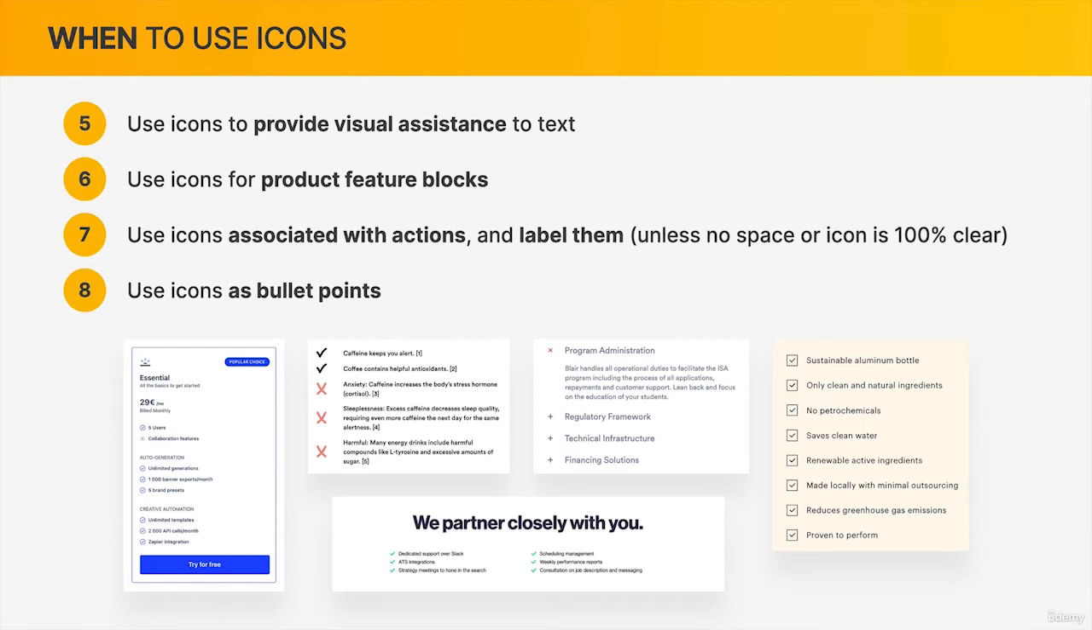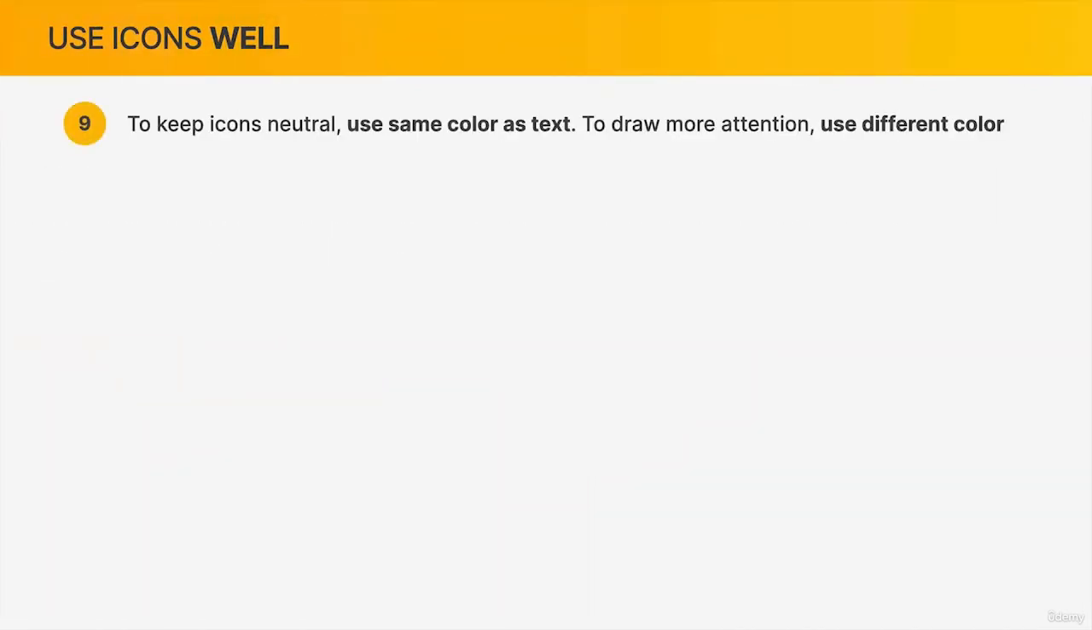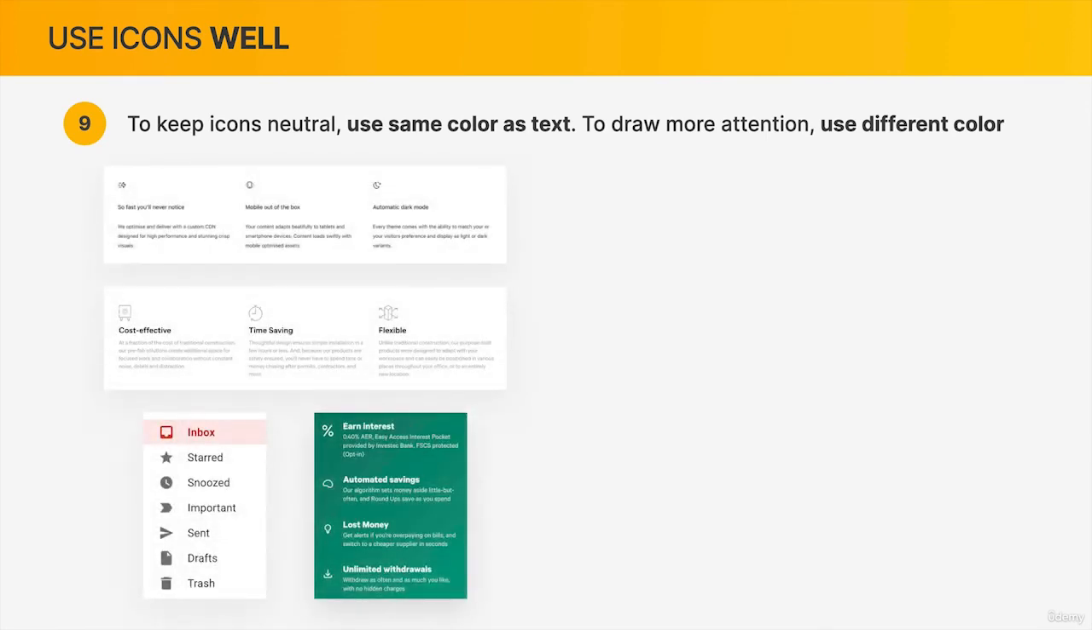Alright, so we learned what icons to use, when to use icons, and now let's quickly talk about how to actually use icons well. So as a first guideline, if you want to keep icons neutral, you can set them as the same color as your text. So just like in this example, the text is basically black or white, and so if you set the icons to a similar color, then they will not draw a lot of attention.